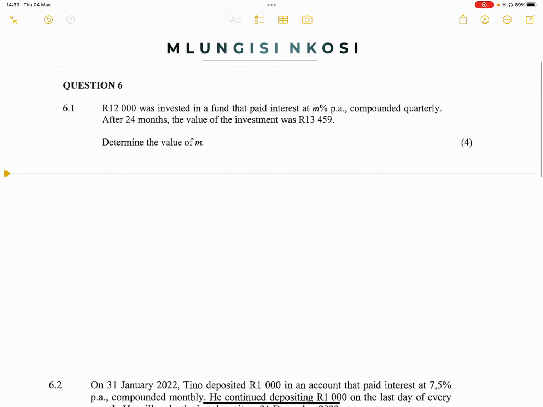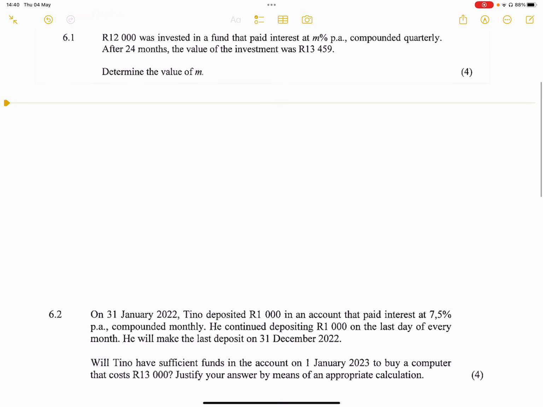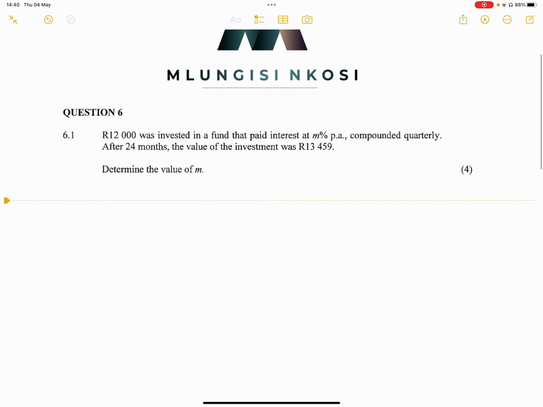So they say to us, 12,000 rands was invested in a fund that paid an M% per annum interest, right? That is compounded quarterly. And after 24 months, the value of the investment was 13,459. So we need to calculate the interest rate there. Now, of course, this is compound interest. So we're going to use the compound interest formula.